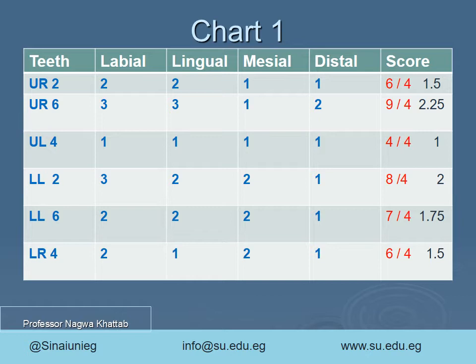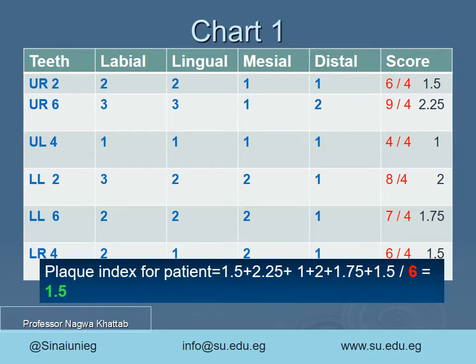For each tooth, the plaque index of the tooth is recorded: 2 plus 2 plus 1 plus 1 is 6, divided by 4, the total is 1.5. The same for all teeth. Then the plaque index of the patient is the sum of 1.5, 2.25, and so on, divided by the 6 teeth examined. The total is 1.5. The plaque index for this patient is 1.5.